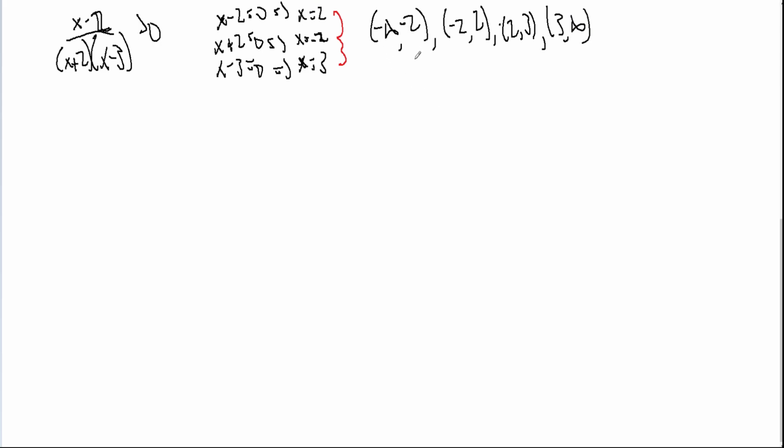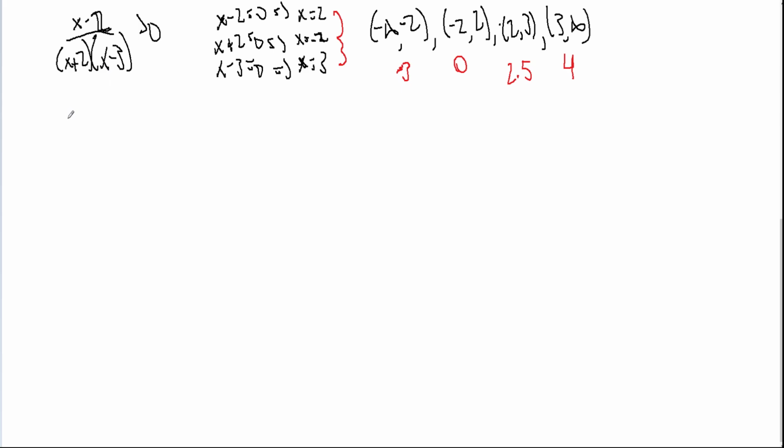So it's pretty easy to pick a test value for each of these, and we could do negative 3. This one could be 0, and this one is 4. But for this one, 2 to 3, it's not an integer step, so we have to go to a decimal place, and 2.5 is a simple enough one. Okay, so all we have to do now is just plug each of these 4 values into our inequality, one by one of course, to see if they're greater than 0.